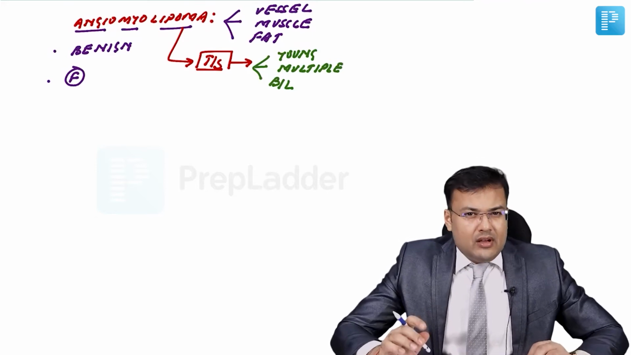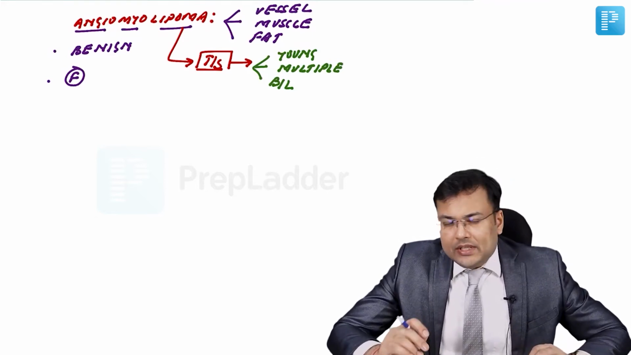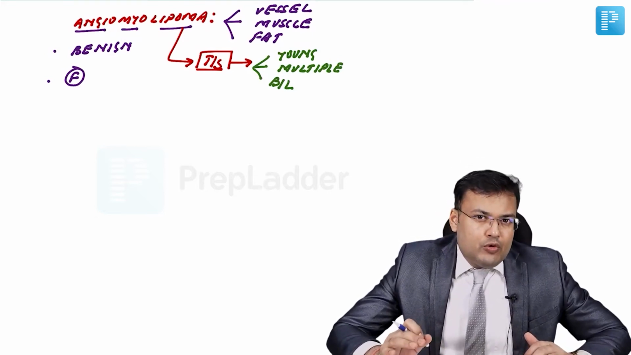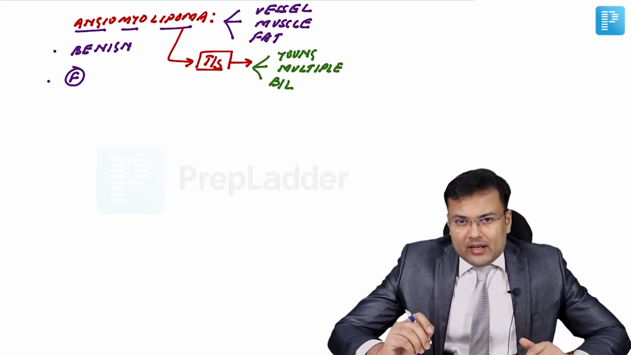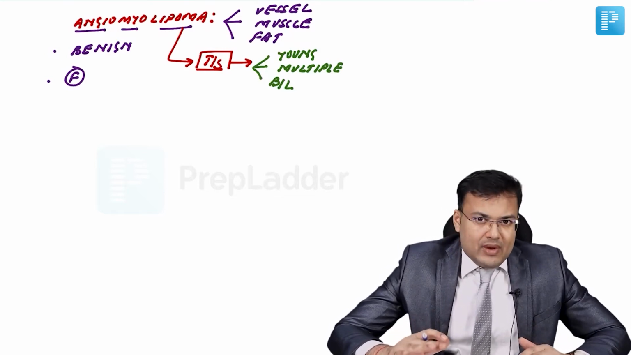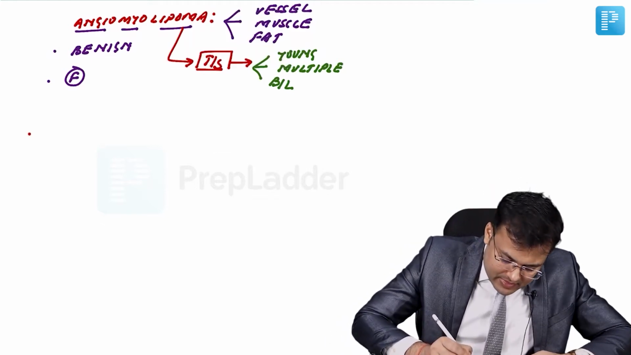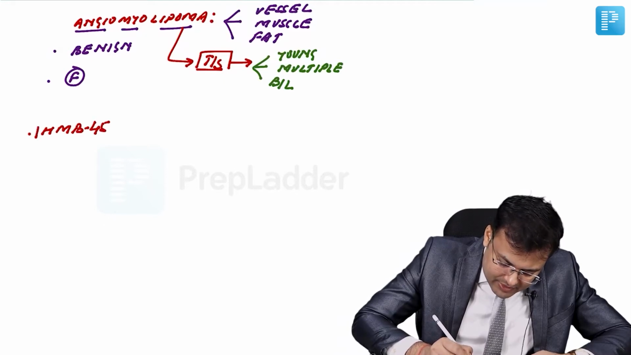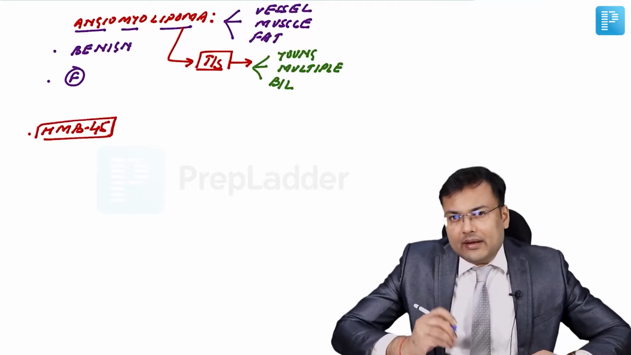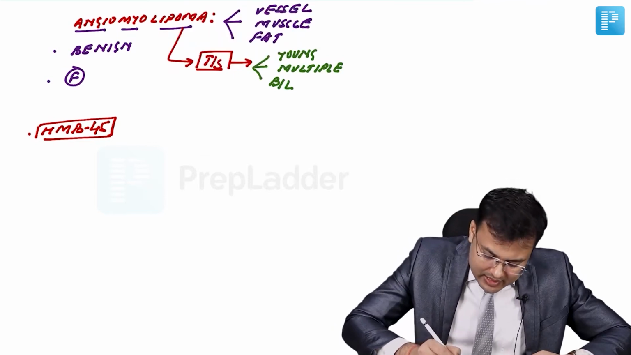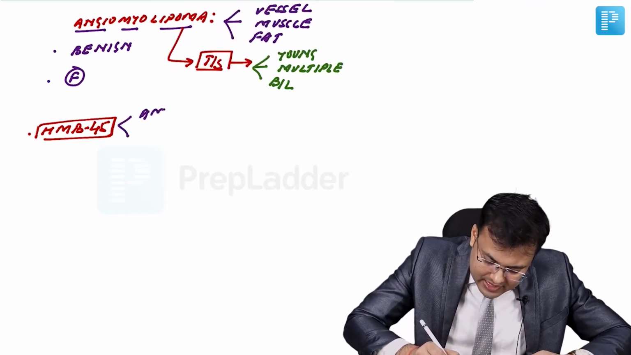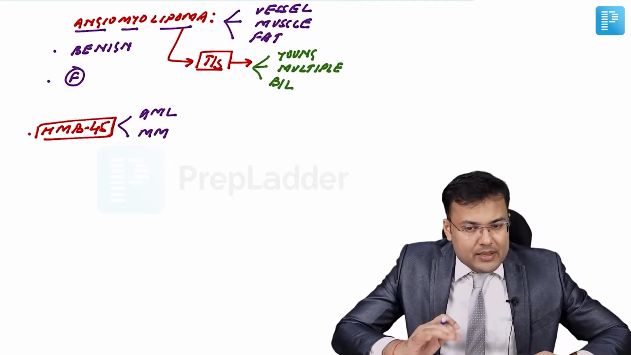Clear? There are 2-3 questions which are asked in pathology also. On immunohistochemistry there is one marker which is positive in angiomyolipoma as well as malignant melanoma. So what's that marker? The marker is HMB45. HMB45 is positive in angiomyolipoma and in malignant melanoma. This was asked many times.